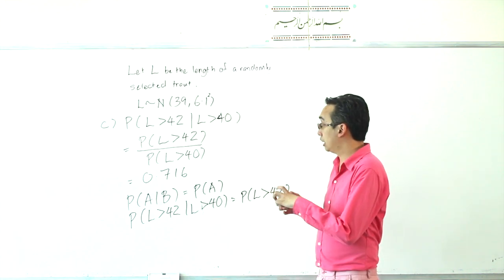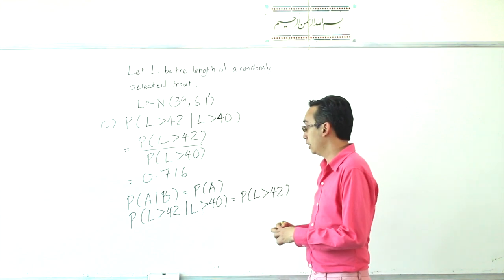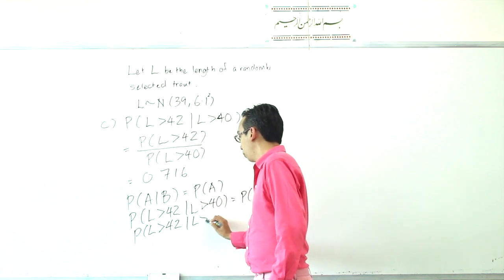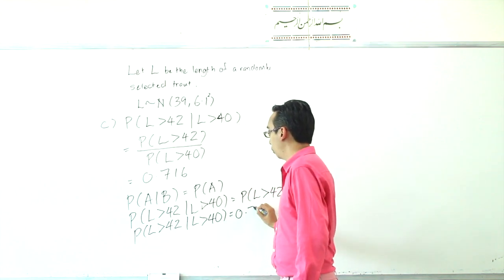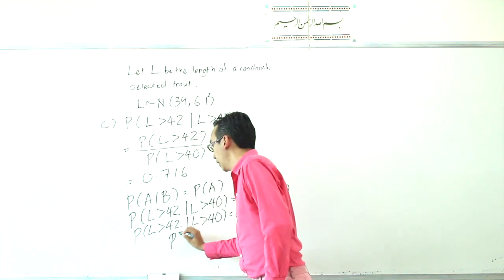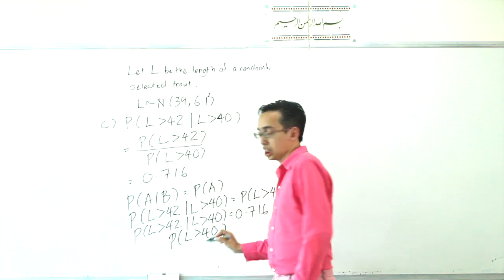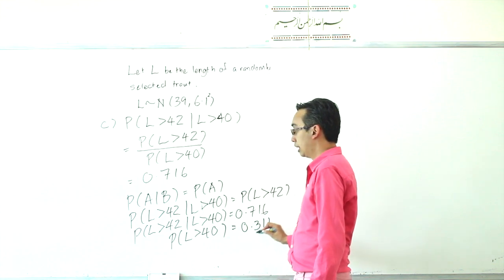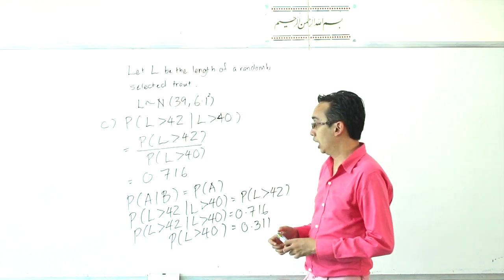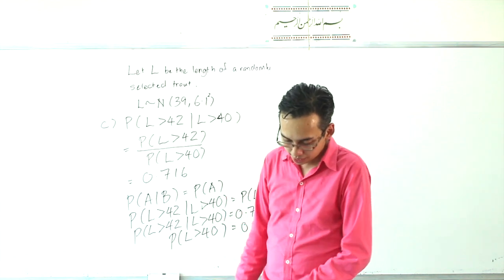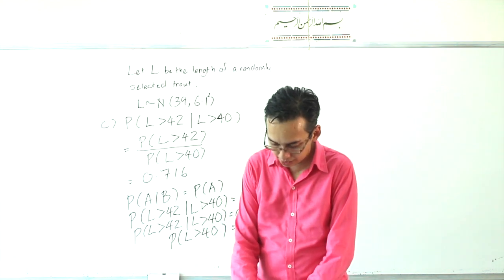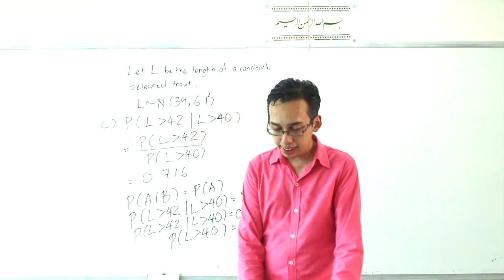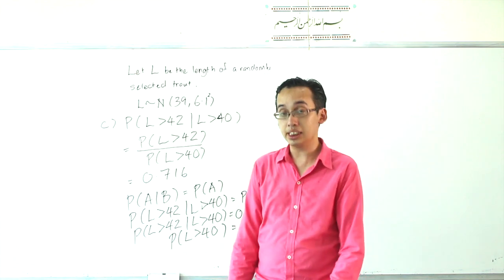When we calculate the left part, the probability L more than 42 given L is more than 40 is 0.716. But the probability L is more than 42 is given as 0.311. Since they are not the same, we cannot say that they are independent. Since these two probabilities are not the same, the events are not independent. So that's example 10. We will now move on to example 11 and 12.